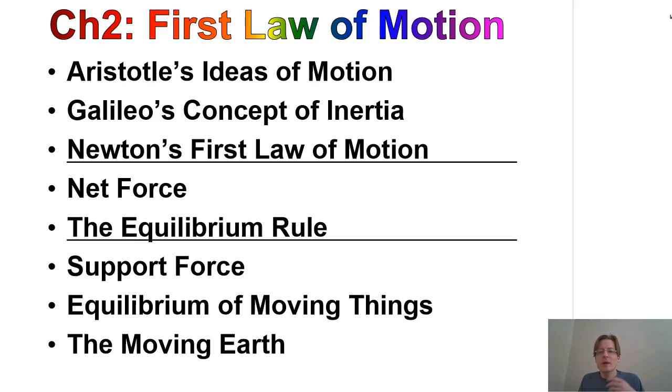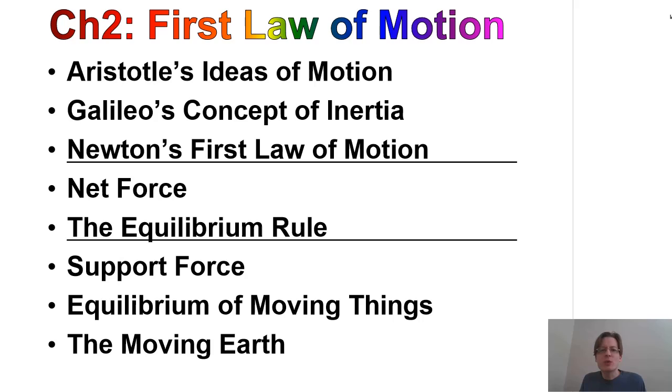So now that you know about equilibrium, aren't you in equilibrium right now? Probably, unless you're exercising and jumping around while you're watching this. You're probably in equilibrium right now. For example, I'm sitting in a chair, or maybe you're standing up watching this. What force is balancing your weight? Earth's pulling you down with its gravity.